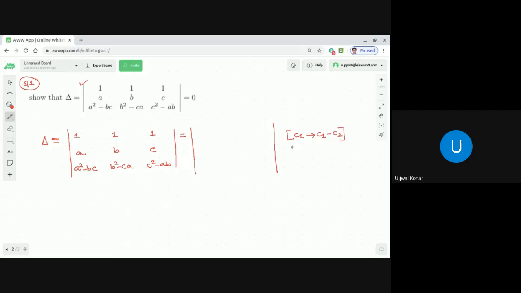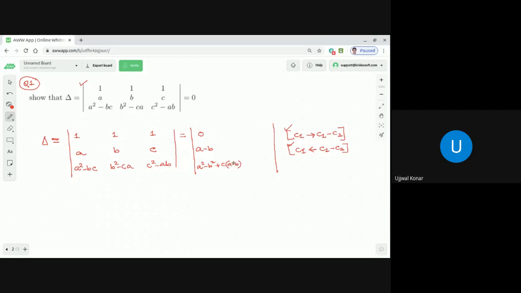By the way, let me tell you, both have the same meaning. New column 1 is equal to column 1 minus column 2. In some books it is written in the first manner, the way I wrote, and some other books write it this way, but both are the same thing. Then it is 1 minus 1 is 0, then A minus B, and A square minus B square, correct? Then plus CA minus BC, that means you can take C common and you get A minus B.